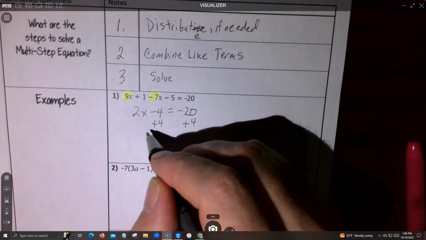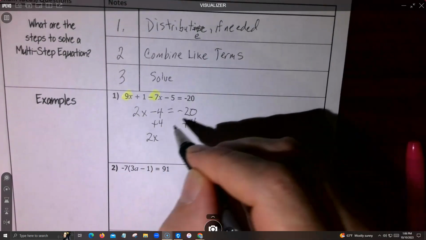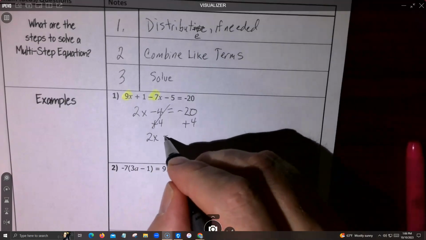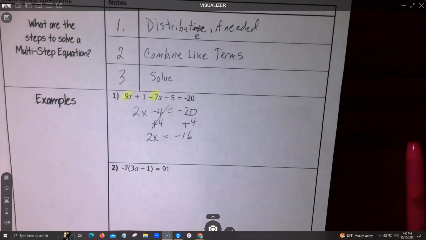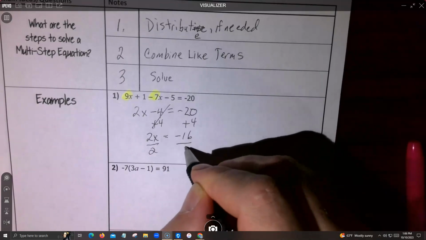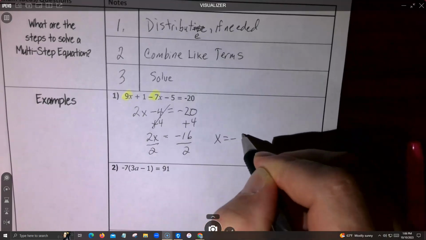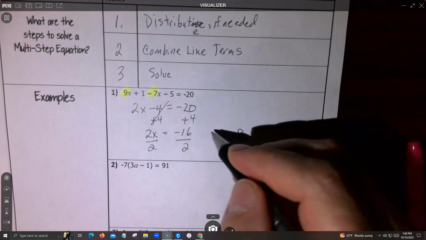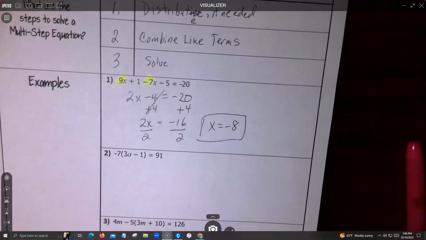Add 4 to both sides. And this is a 2-stepper. Remember these are gone. And then because I have multiplication, I use division to get rid of it. And x is equal to negative 8. And that's my solution.